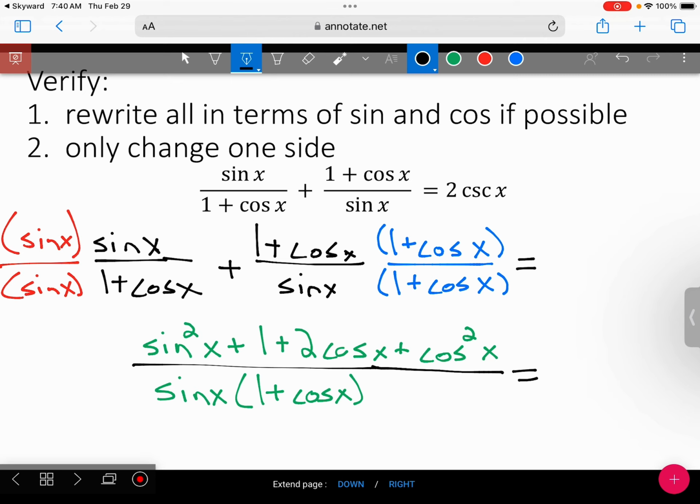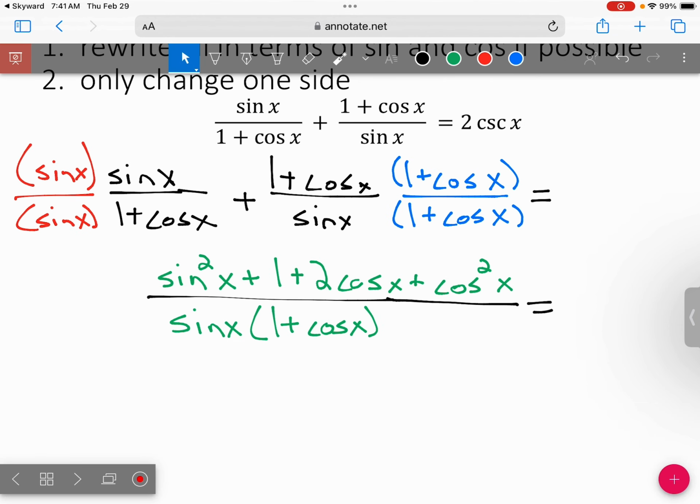From here, I'm going to grab the iPad so the recording can hear it. From here, this numerator, eyes up, I'm using the highlighter. This numerator is one big addition problem. 4 plus 5 is 9. 5 plus 4 is 9. The fancy math term for that is that addition is commutative. It doesn't matter the order that we add things. I'm saying that to say this: we can rewrite this fraction as sine squared plus cosine squared plus 1 plus 2 cosine x.